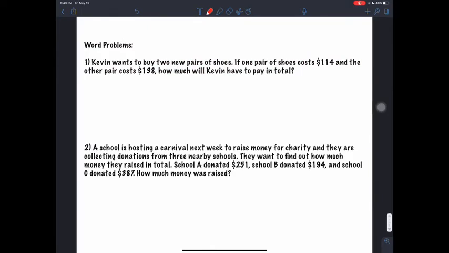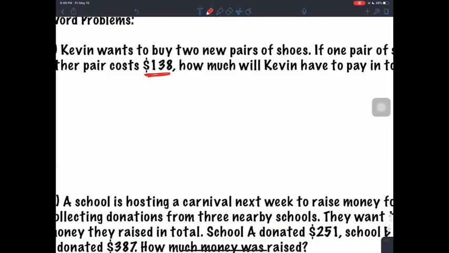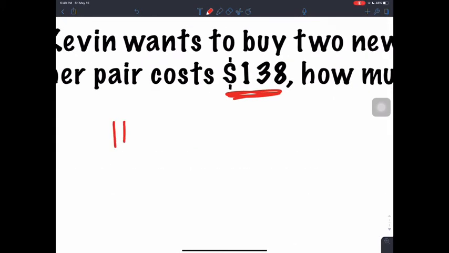So with these word problems here, the first one, Kevin wants to buy two new pairs of shoes. If one pair of shoes costs $114 and the other pair costs $138, how much will Kevin have to pay in total? So we have 114 and then we have 138. So we have 114 plus 138. Let me just make more room.